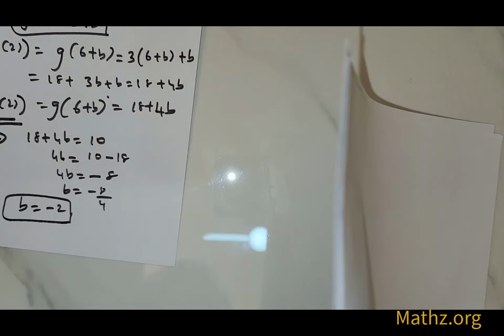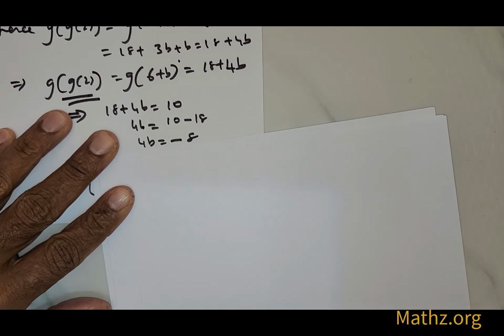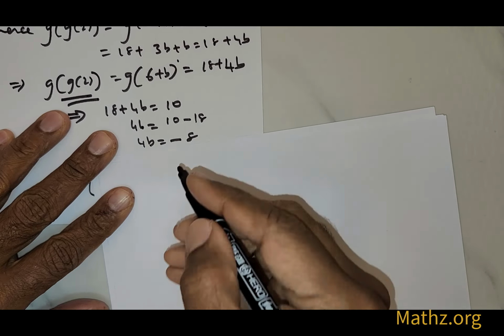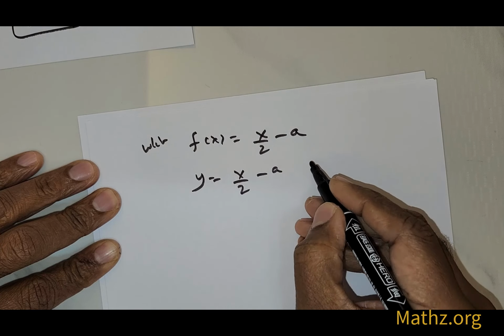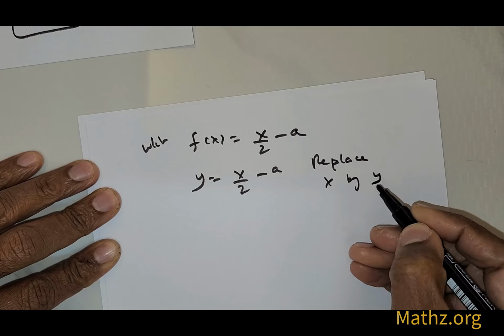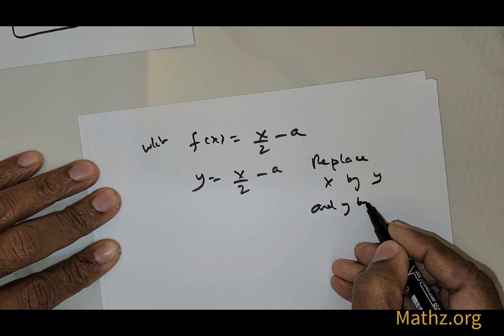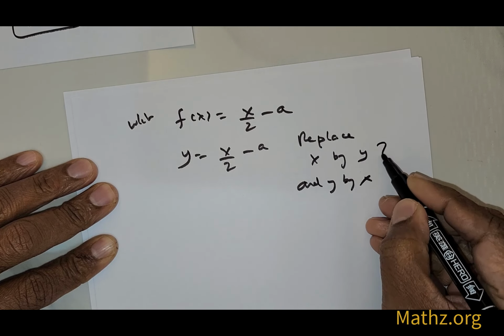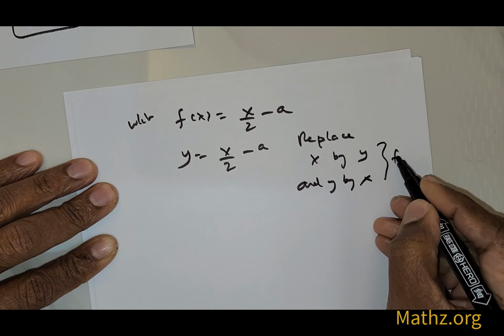Now to solve the next part, in other words to get the value of a, we have to find f inverse. We know that f of x is x over 2 negative a. This in turn means y is equal to x over 2 negative a. Now what I'm going to do is replace x by y and y by x. Why do I do that? I need to find f inverse of x. That's the reason I'm doing that.